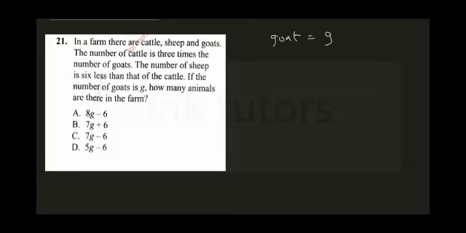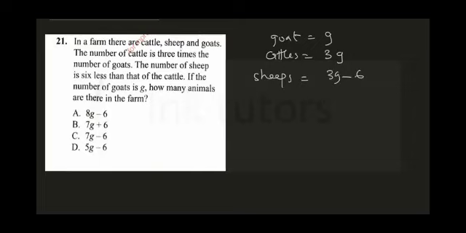Now notice it said the number of cattle is 3 times the goat. So cattle will be 3G. The number of sheep is 6 less than that of cattle. That means 3G minus 6.